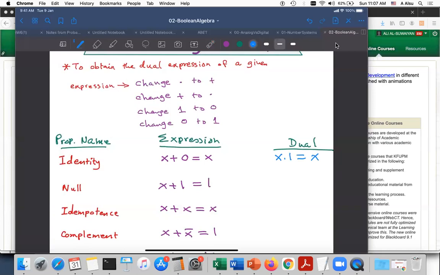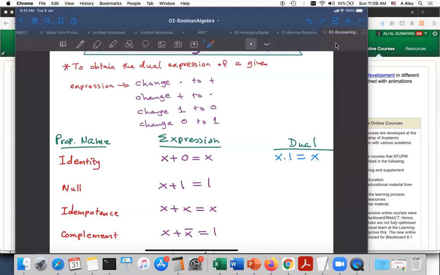What about the null property? X ORed with 1 is 1. If you have a 1 in the OR gate, 1 ORed with anything is 1, regardless of that thing, whether it's a 0 or a 1, because the OR gate works this way. If one of the inputs is 1, then the answer is 1. So we have x ORed with 1 is 1.